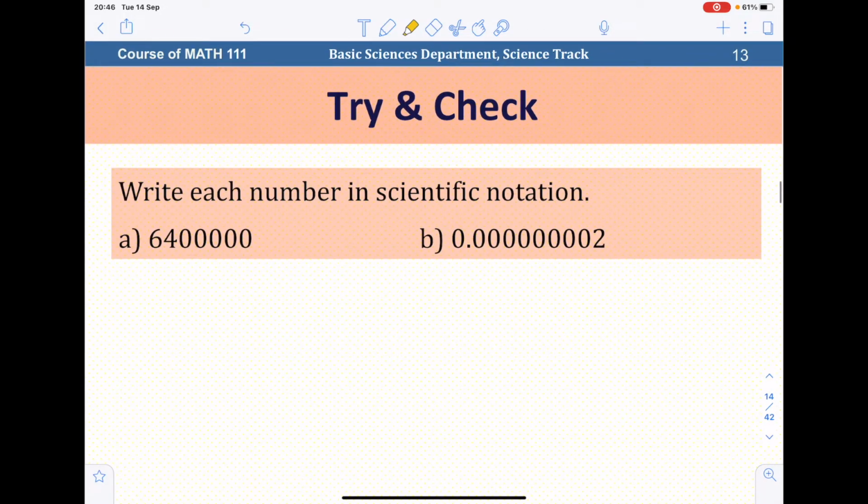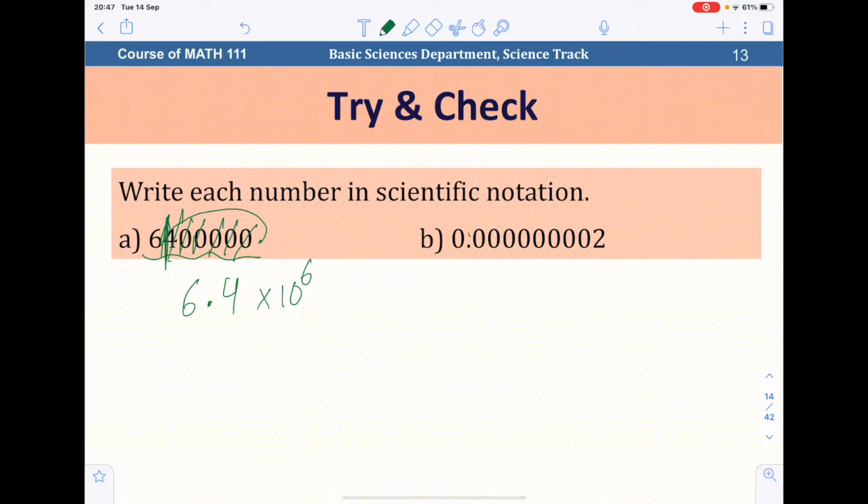Okay, let's check this one. Write each number in scientific notation. Same things. If it's a big number, I'll write times 10 to the positive power. So from here, I will move to this side. 1, 2, 3, 4, 5, 6. Then I write here 6.4.